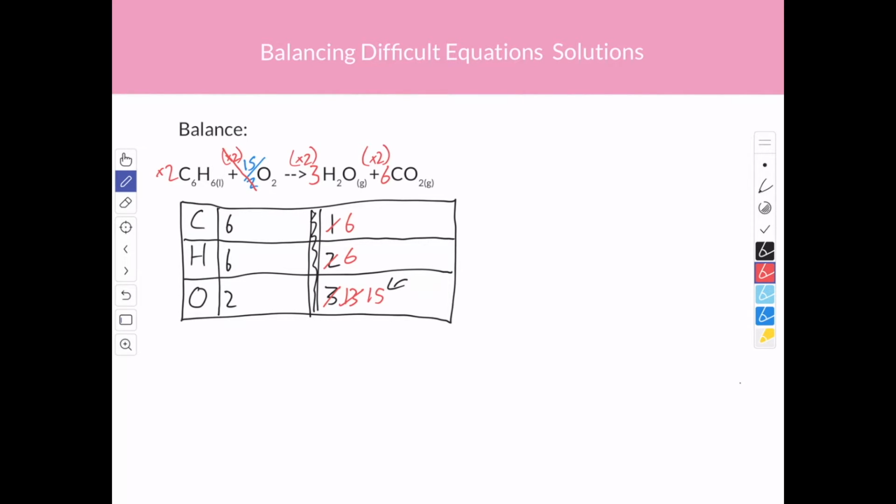So I will end up with 2 C6H6 as a liquid plus 15 oxygen gas yields 6 waters as a gas plus 12 carbon dioxides as a gas.